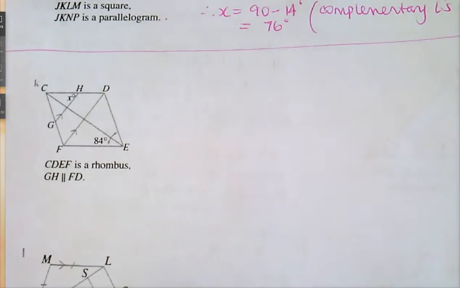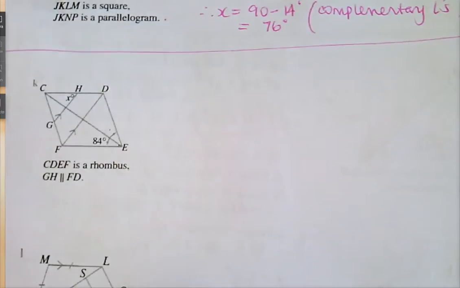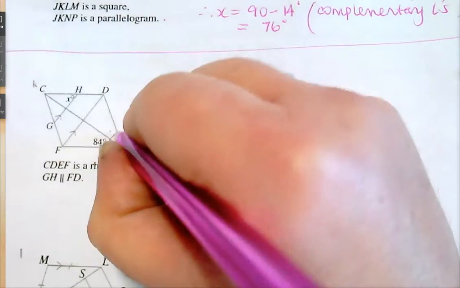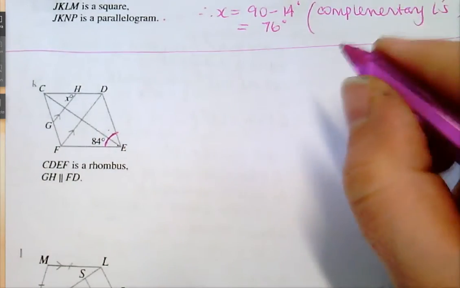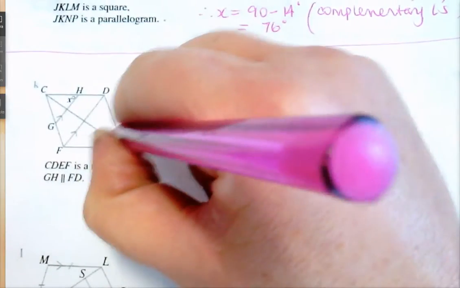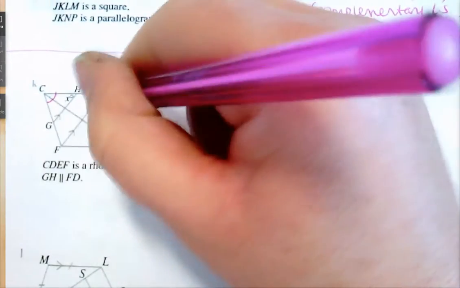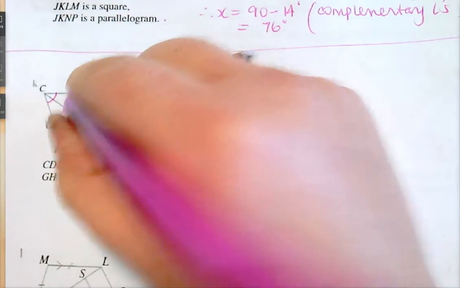Okay, now for K. Again, we've got a rhombus. Just think of all the things you know. Opposite angles equal. Diagonals bisect the angles of the rhombus, so that is really, really important. Now, I know that 84 is sitting here, but it is the whole angle that is 84. And if this whole thing's 84, so is that whole thing. It's also 84. And so we know that CDEF is a rhombus, and we know that GH is parallel to FD. You have to try and find this angle here.